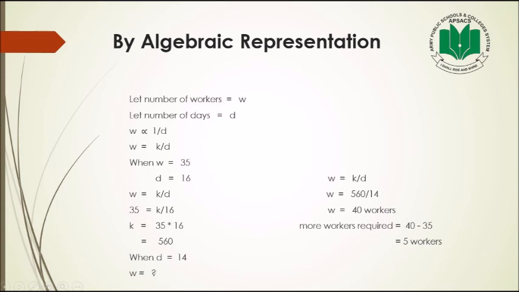Now when D is equal to 14, we have to find the number of workers. Put the value of D and K in the equation. W is equal to K over D. W is equal to 560 over 14. W is equal to 40 workers. Again, to find more workers that are required, we will subtract 35 from 40 and we will get the answer.